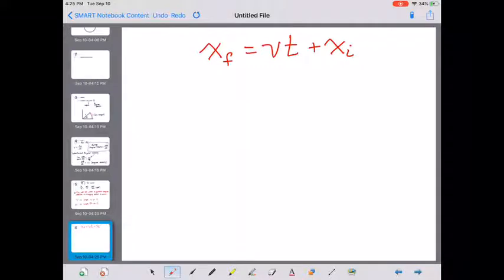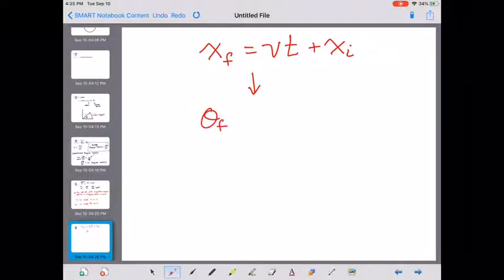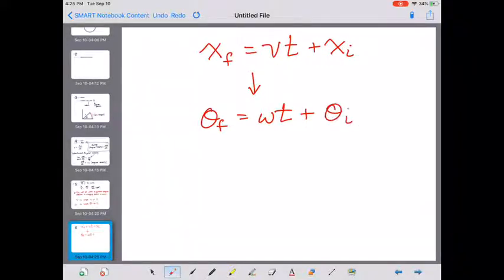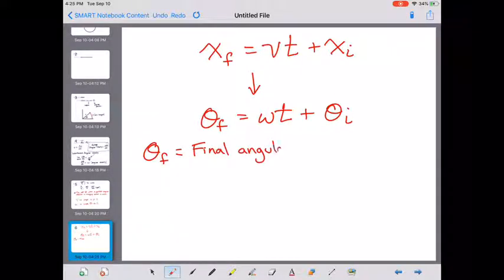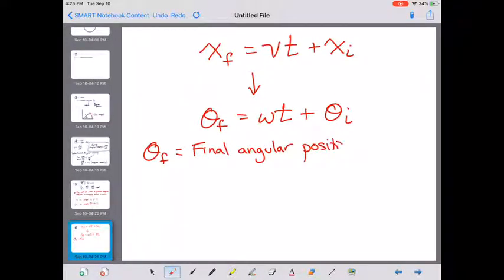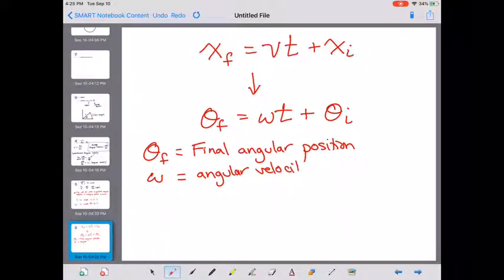This is one of the first equations that you learn about in physics. We can get the exact same equation from an angular position versus time graph. All it's going to look like, though, is the final angular position is equal to the angular velocity times time plus the initial angular position. So this is where theta f is equal to final angular position, omega is equal to angular velocity, and theta initial is the initial angular position.